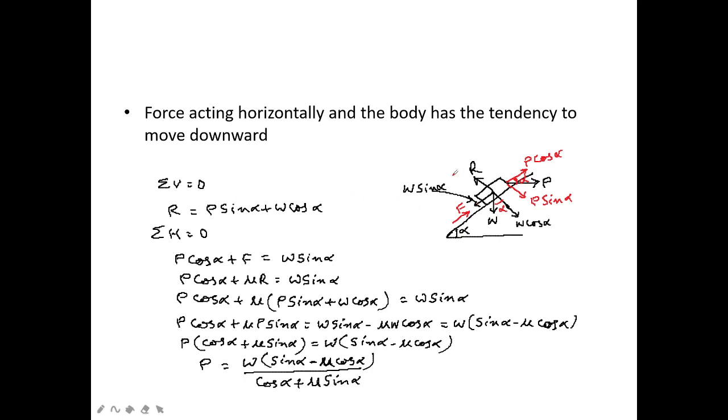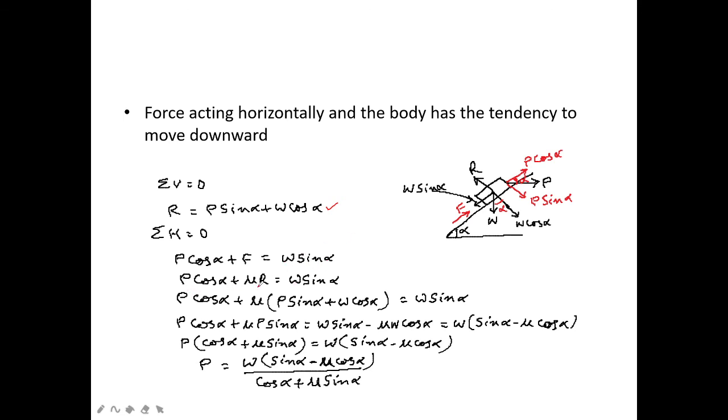Now again we'll apply conditions of equilibrium. So sigma V equal to 0. So what we'll get? We'll get R equal to W cos alpha plus P sin alpha. R equal to P sin alpha plus W cos alpha. Now if you apply sigma H is equal to 0, we'll get P cos alpha plus F equal to W sin alpha. So P cos alpha plus F equal to W sin alpha.